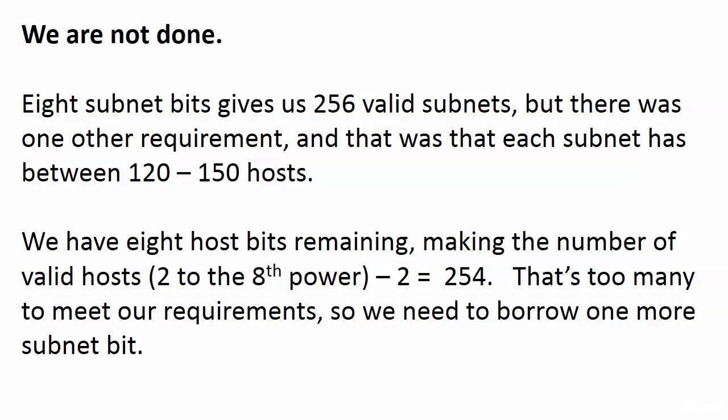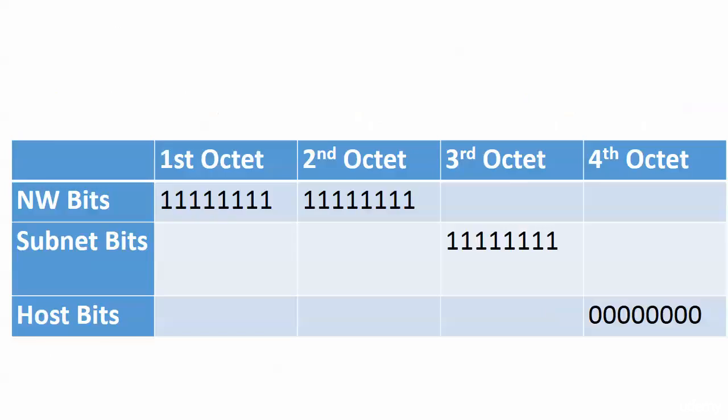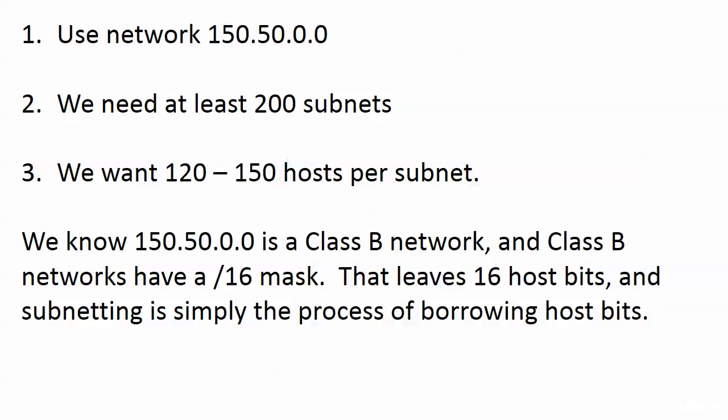254, because the number of valid hosts is 2 to the 8th power, since we have 8 host bits remaining. You've got to subtract the 2, but that's 254. That's too many to meet the requirements. But the other requirement was, and I am going back again, so shield your eyes, at least 200 subnets. There's nothing tricky here. They're telling you what we need to do, but you just want to watch whether we're being asked for minimums or maximums or both.